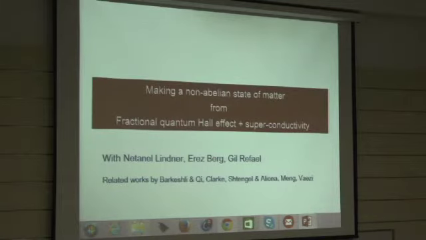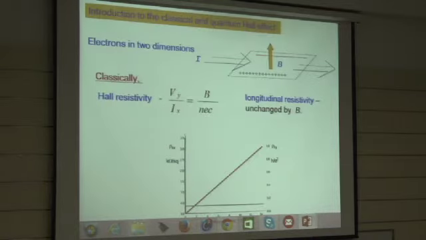The first half, as I said, is done together with Netanel, Erez, and Gil. And there are some related works by Barkeshli and Chi, Clark, Stengen, and Alicea, Meng, and Vaezi. All of them worked on similar stories. And the starting point is the quantum Hall effect. Now, the starting point of the quantum Hall effect is the classical Hall effect.